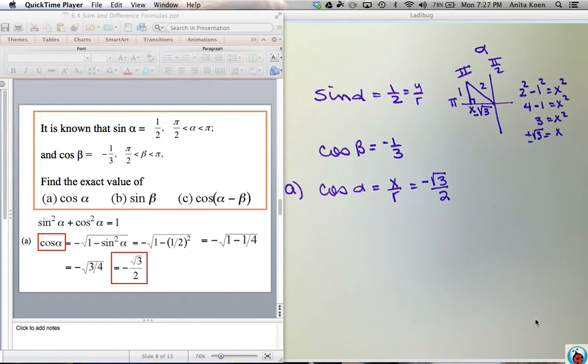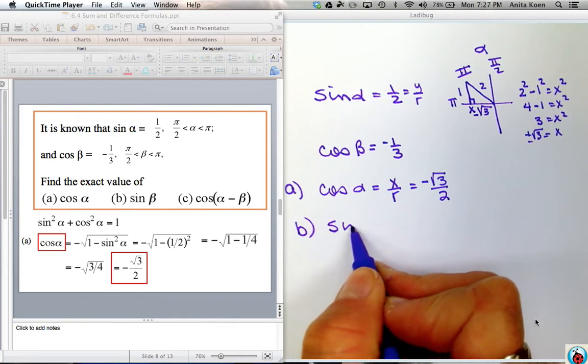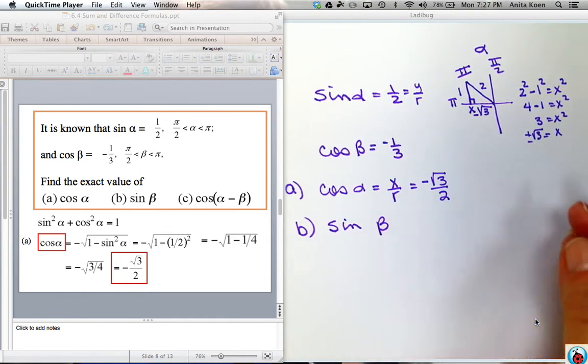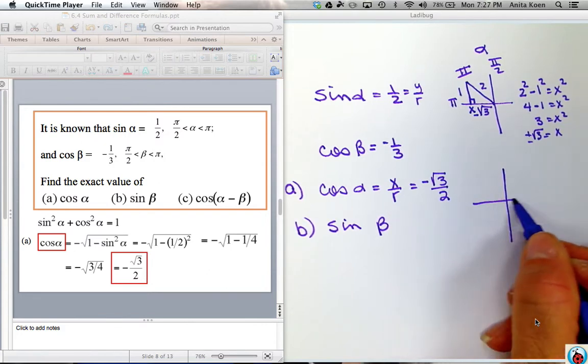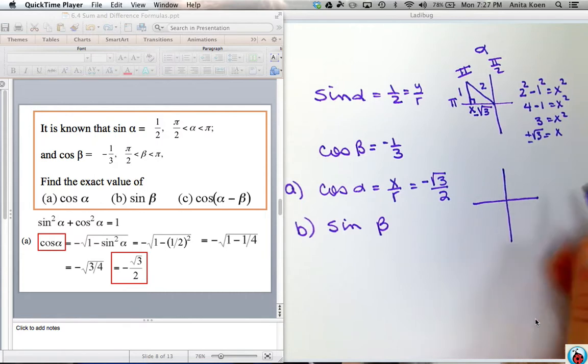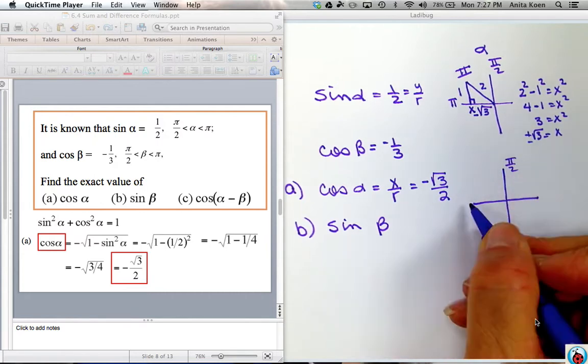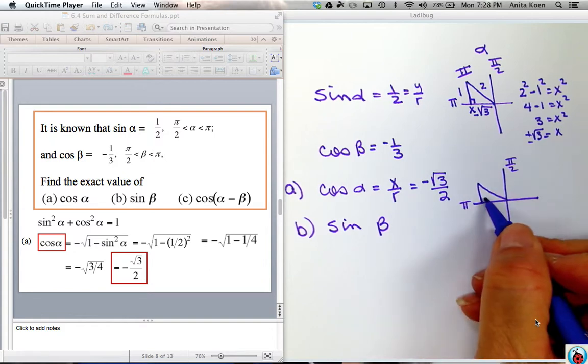All right, let's look at letter B. Letter B is asking me to find the sine of beta. So let's go over here and draw a graph for beta. Okay, for beta, we've got that beta is between pi over 2 and pi. So here's our beta over here. This is my right angle.